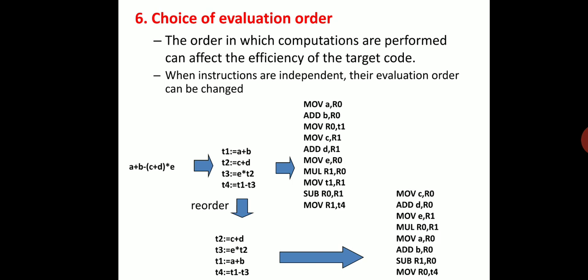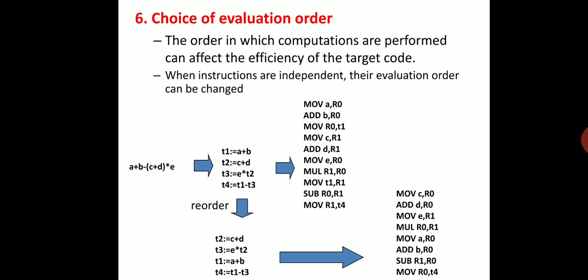Okay, choice of evaluation order. So the order in which computations are performed can affect the efficiency of the target program. So proper selection of instructions must be done and in proper order that must be executed. Okay, we have instructions, but those instructions need to be executed in the proper order to get the efficient and optimized target code. Let us take an example, a plus b minus c plus d into e.